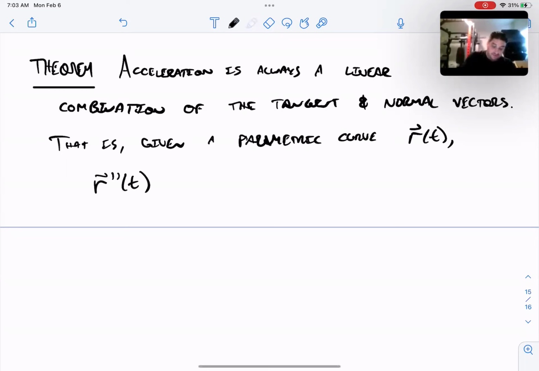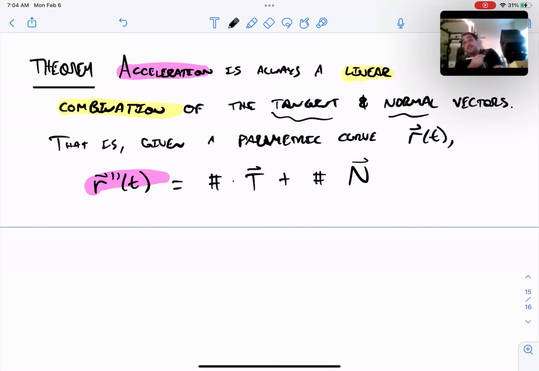Now this is a word you've certainly seen if you had a linear algebra class. If you haven't, this might be a new term to you. But what linear combination means is that there's some scalar times a vector, which in this case is the tangent vector, plus some scalar times another vector. Maybe you keep going with more vectors, but here we have a linear combination of just two vectors. So this is what is meant by this.